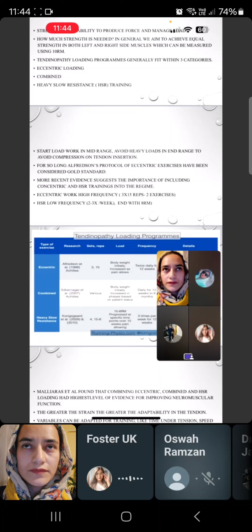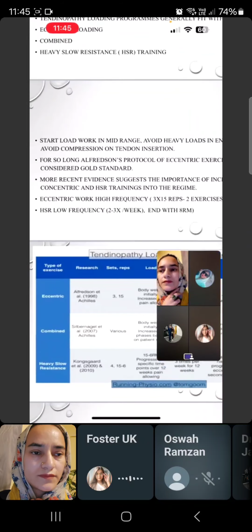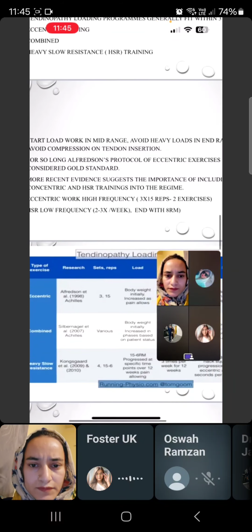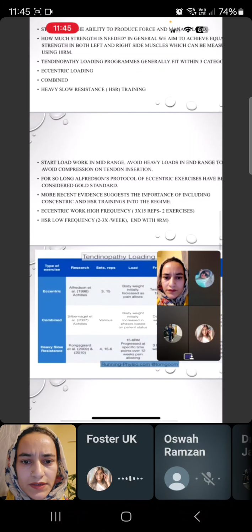So squats are a really good exercise. Heel raises are a very good exercise. These are all your eccentric loaded exercises. But more recent evidence suggests the importance of including concentric and heavy slow resistance training into the regimen. So if you start adding heavy slow resistance training as well.